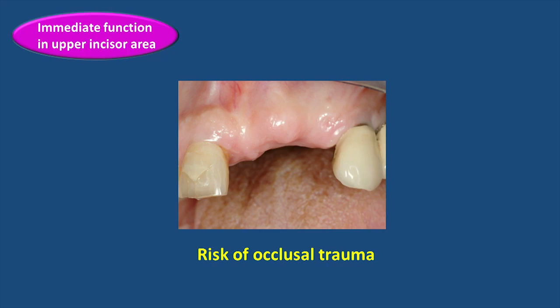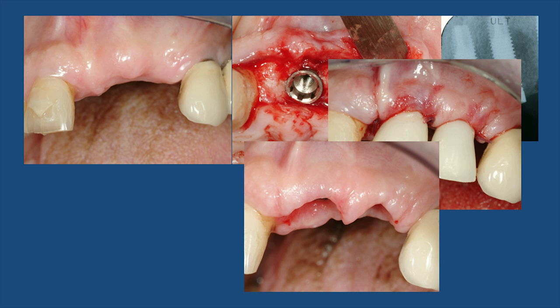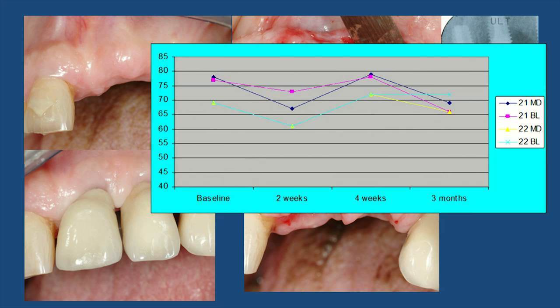The upper incisor area, in my experience, is one of the most risky situations because of the occlusal trauma. So it could be very important to monitor the implant stability. It's one case, two temporary crowns, and the final restoration. And these are the ISQ curves of the two implants. It's very important that these curves remain inside the safety area. If you notice that one of these curves tends to decrease continuously, you have to remove it from the occlusion.